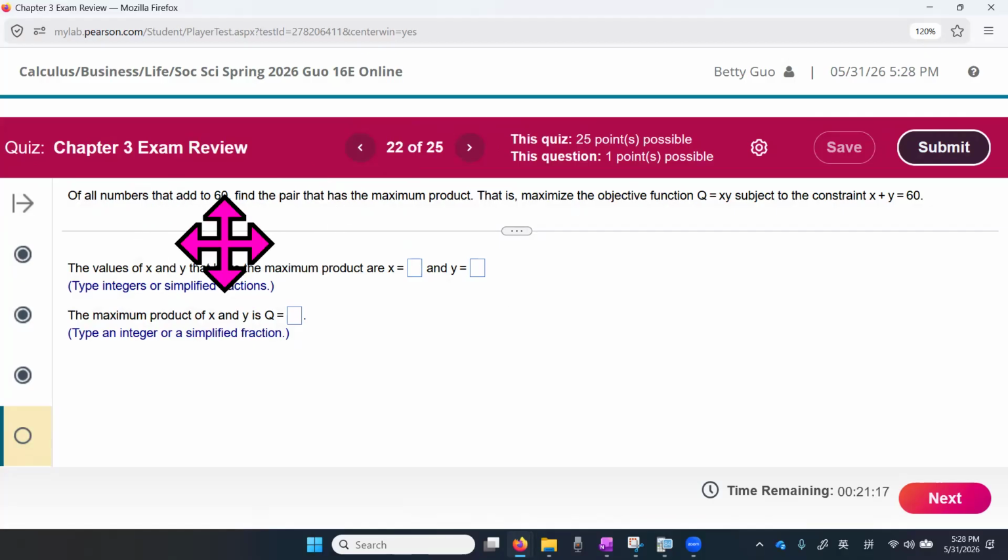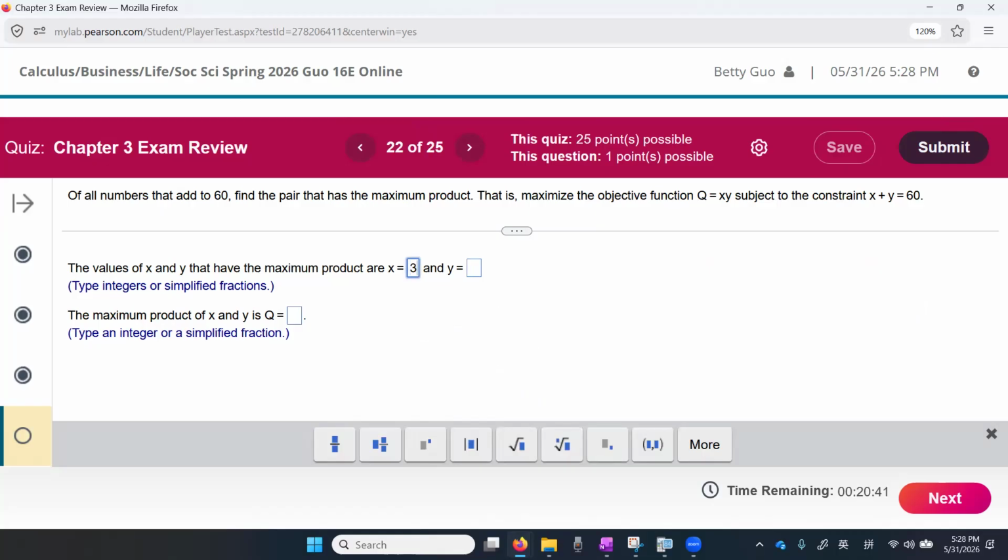Of all numbers that add up to 60, find the pair that has the maximum product, that is, maximize the objective function, x times y. The constraint function is x plus y equals 60. So this is a very classical problem. You can use the method that we used earlier, but just to let you know, for this type of problem, when x and y are equal, we can maximize the product. So that means x and y are both 30. Then the product would be 900.